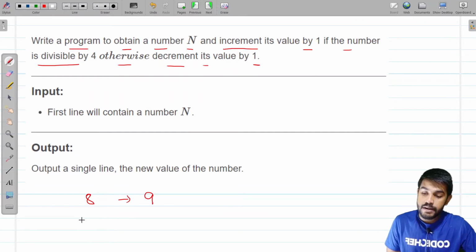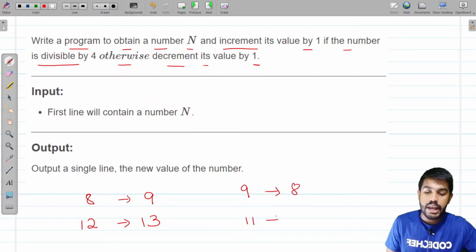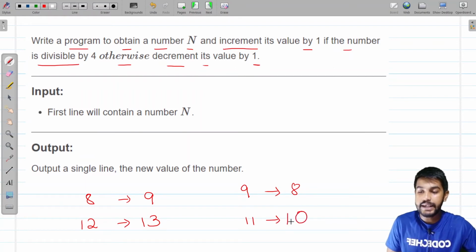Suppose the number is 12. 12 is divisible by 4, so it would be incremented to 13. Now, if it is not the case, then it would be decremented by 1. Suppose the input is 9. 9 is not divisible by 4, so it would be decremented by 1. Suppose the value is 11. 11 is not divisible by 4, so it would be decremented by 1 and the answer would be 10.